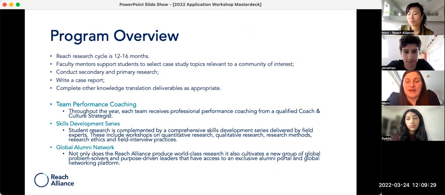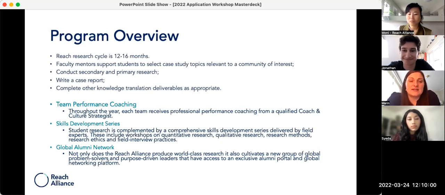The research cycle is 12 to 16 months. The reason for the range here is because some teams decide to, in addition to producing a case study report, go on to also produce other knowledge translation deliverables, such as op-eds, policy briefs, videos. Really, we have communication support to support whatever the team wants to do. But if the team is focused exclusively on that case study and that's all that they produce at the end, it is about a 12-month process, but there is some leeway and flexibility there.